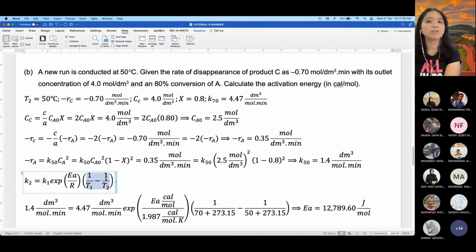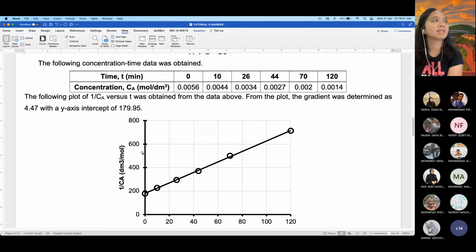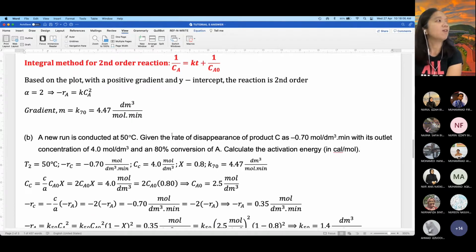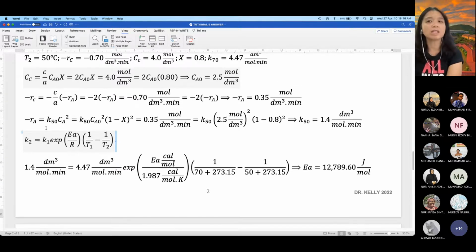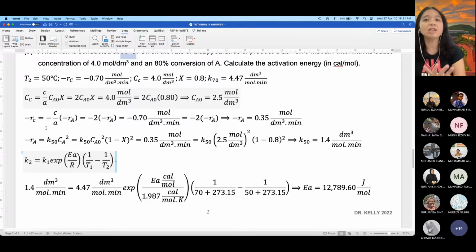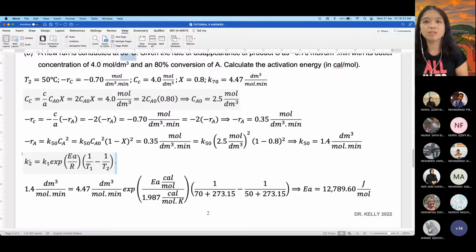Because first of all, I know the original reaction temperature is 70. That can be my T1. Therefore, my new temperature at 50 Celsius will be my T2. Then let's look at the left side, K2 and K1. Meaning I need to know K2 and K1, right? Earlier I said T2 is at 50 Celsius, so the K must also be at 50 Celsius.